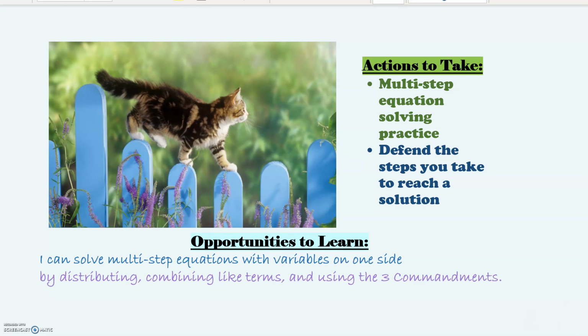Hopefully you went ahead and took the time to remind yourself how to solve those equations with distribution. Our opportunity to learn today is that we're going to solve those multi-step equations with variables on one side of the equation by distributing, which we just did, combining like terms, that's what we're going to learn, and using the 3 commandments. We use those for every equation we solve.